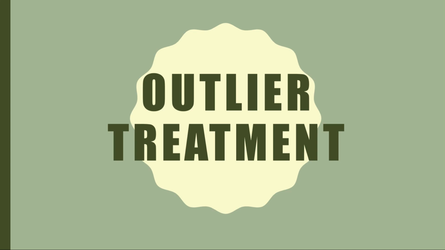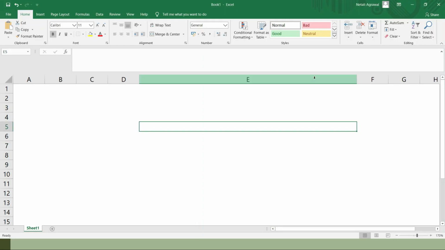So outlier treatment, first of all, what is an outlier? Outliers are basically your extreme values that are not within your range of upper limit and lower limit. We have already seen what an upper limit and a lower limit are when we were talking about range, IQR and all these things. So outlier treatment we would do today.